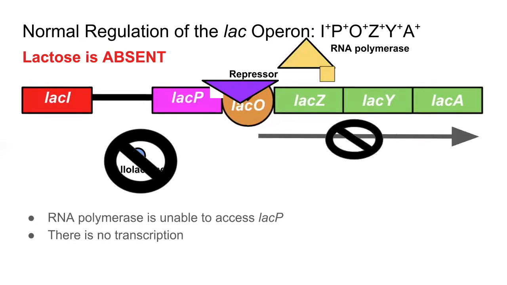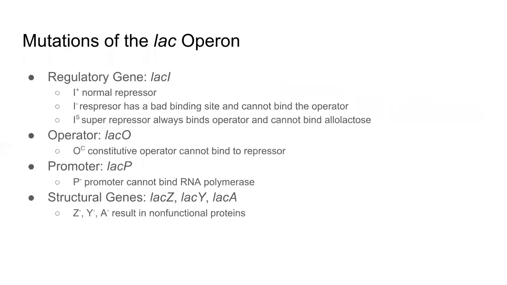As you can see here, RNA polymerase is blocked from accessing the promoter region, LAC-P. Because RNA polymerase cannot bind, there is no transcription and none of the structural genes are produced. Now that we have gone through the normal functional genotype of the Lac Operon in the presence and absence of lactose, we must cover some of the mutations the elements can have.